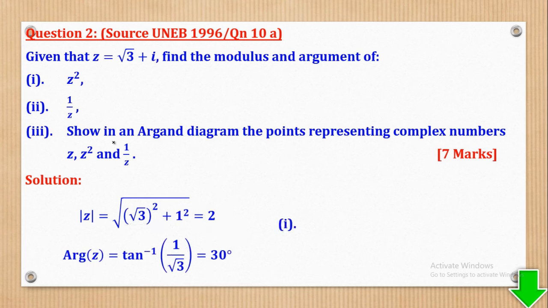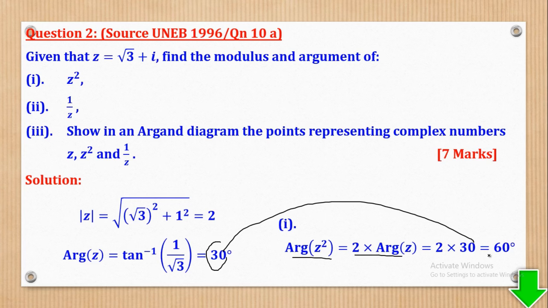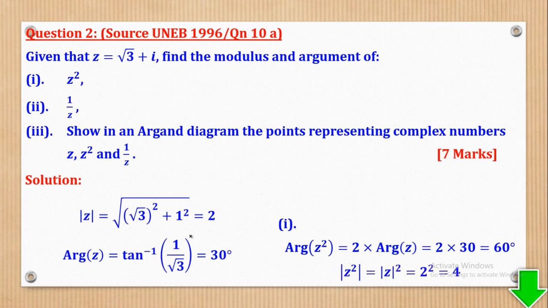So now we shall go to Roman 1. Roman 1 you have to get the modulus and argument. So when you start with the argument, so argument of z squared is the same as 2 times argument of z. You already got argument of z here, so we shall just come here and say 2 times 30, which gives you 60 degrees. Remember we said argument can be given in degrees or radians. If you want radians, then you have to convert the degrees to radians by saying 60 times pi over 180. But for our case, let's just leave it in degrees.